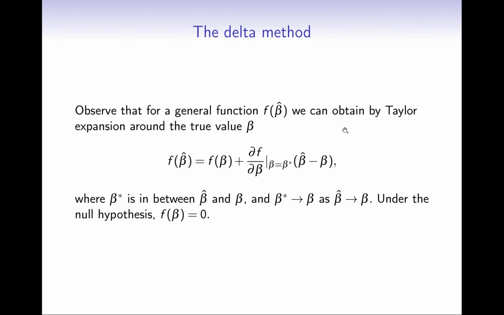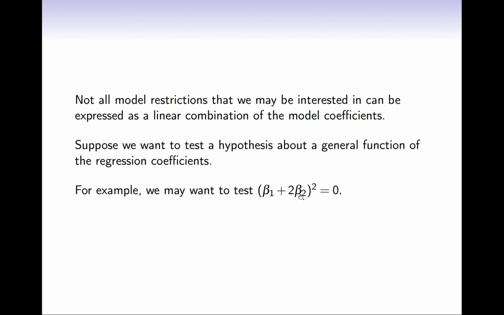You probably did this in a math class, maybe a calculus class. You Taylor expand the function around the true beta. So beta without a hat is the true beta, plus this derivative times beta hat minus beta. This derivative is evaluated at a point beta star, where beta star is in between beta hat and beta. Because beta hat is consistent, beta star is going to beta, and beta hat is also going to beta. Notice under the null hypothesis, f of beta naught equals 0.